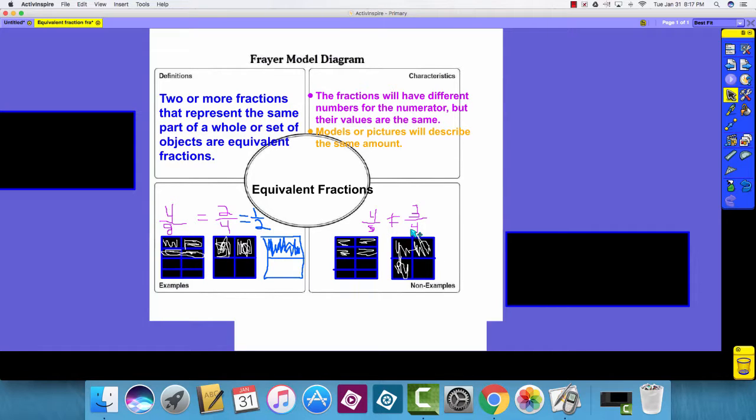When I say off you go, I want you to pause the video and get down the non-examples and come up with another example that is not equal to 1/2. So come up with another non-example. Okay, go ahead and do that.